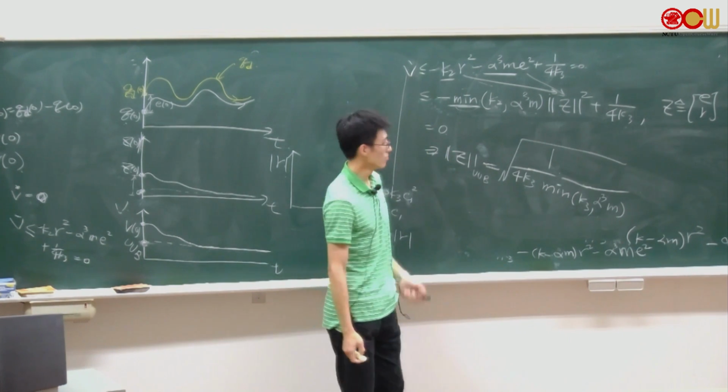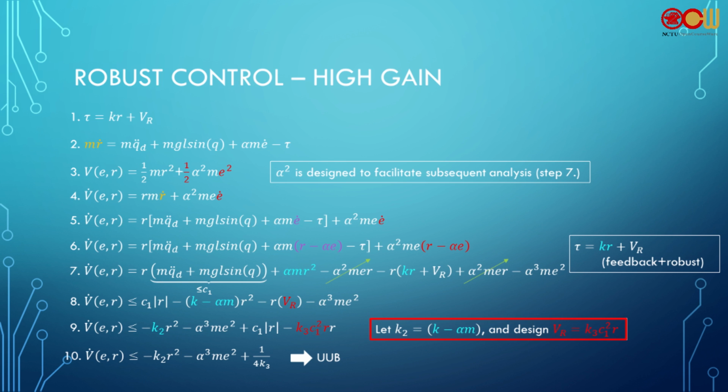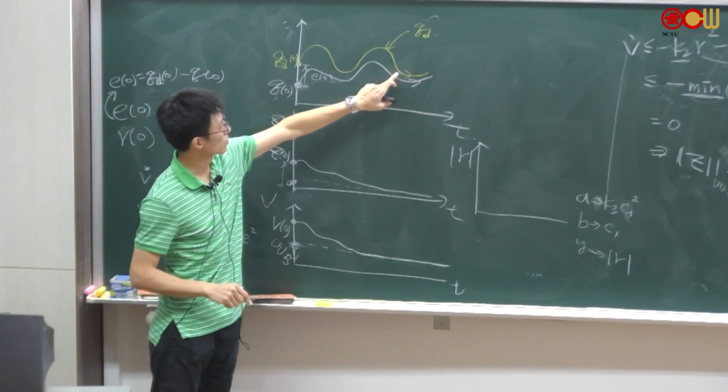It will decrease, right? Means if you increase your control gain in V dot here, K3 here, which is in V dot, you can make your Q closer to QD.